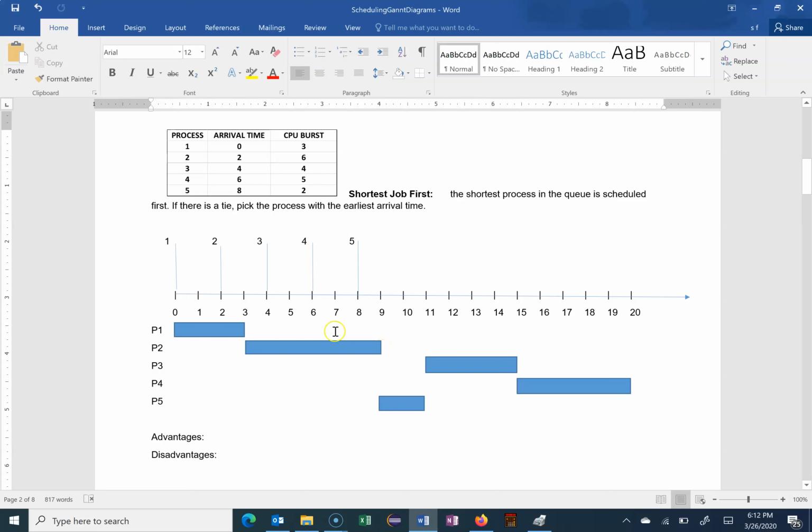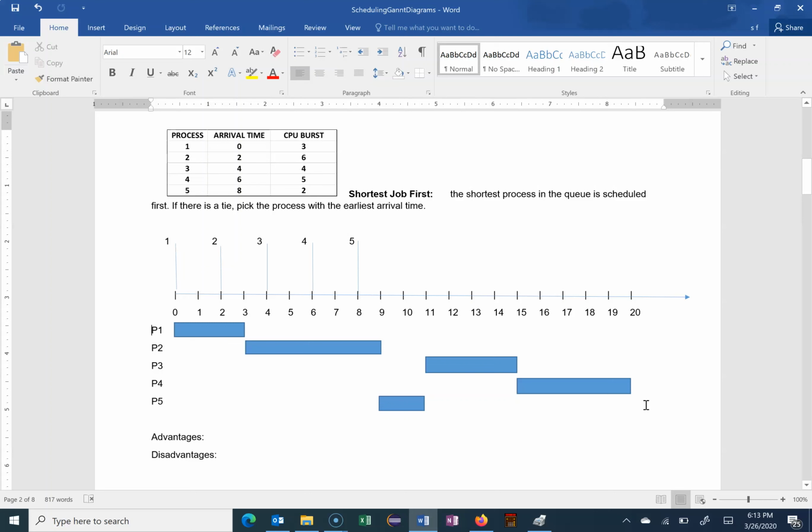At moment 9, in the ready queue, we have 3 processes. Process 3 arrived at 4, process 4 at 6, and process 5 at 8. We're gonna pick the process with the shortest CPU burst. In our case, that process is process 5 with a CPU burst of 2. So process 5 executes from 9 to 11. Next, we have process 3 with a CPU burst of 4 from 11 to 15. And the last process is process 4 with a CPU burst of 5.